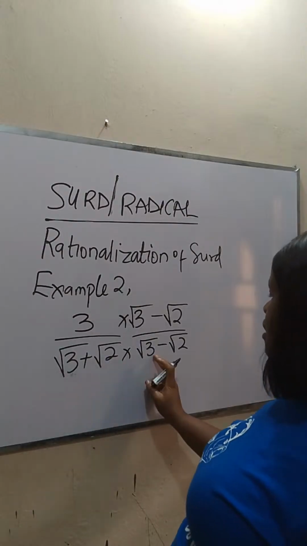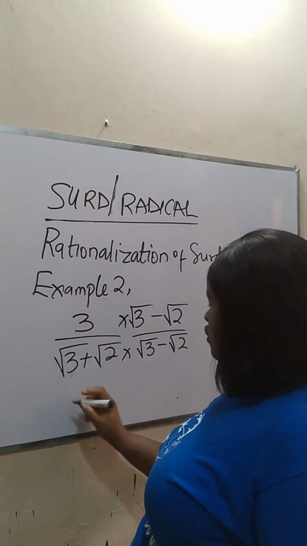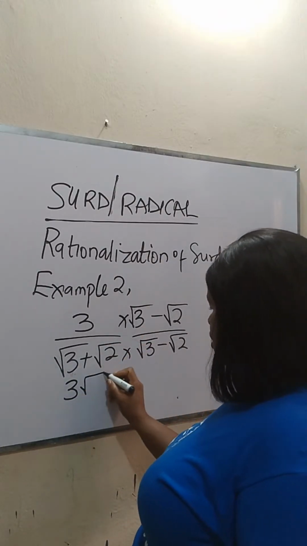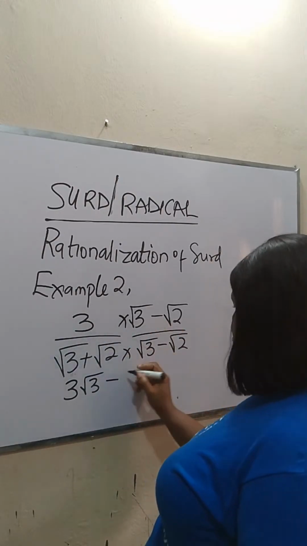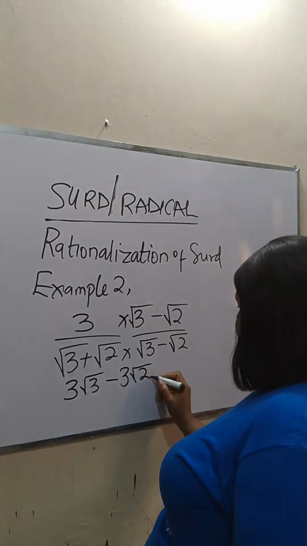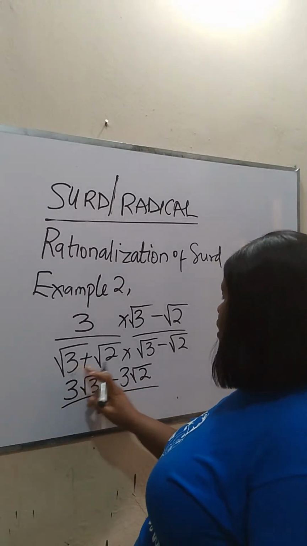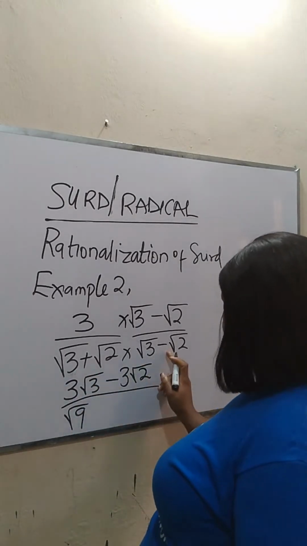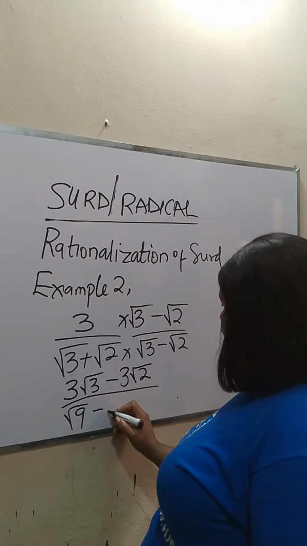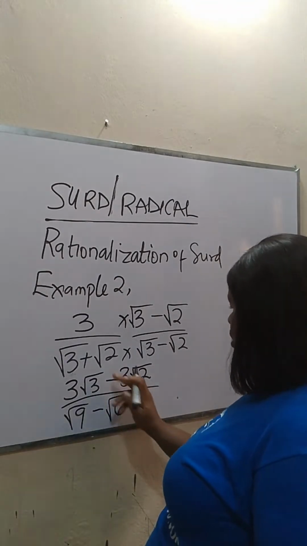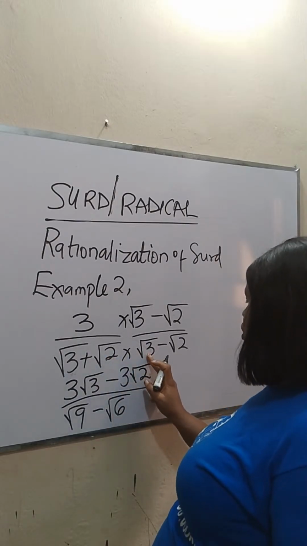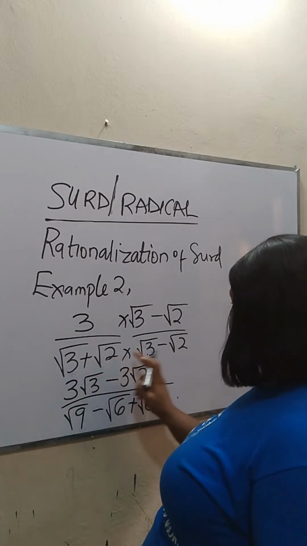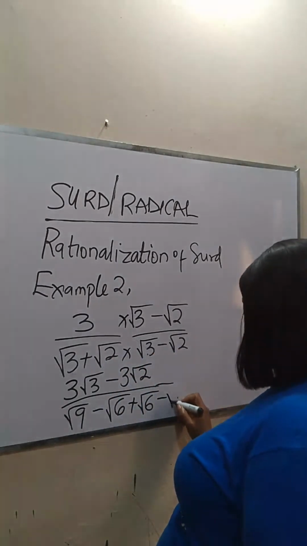So we're going to solve them out. This times this will give us root 9. Okay, let's start from here. 3 times root 3 is 3 root 3, minus 3 times root 2 is 3 root 2, all over 3 times root 3 will give us root 9. 3 times minus root 2 will give us minus root 6, plus 2 times plus 3 will give us plus root 6, plus 2 times minus 2 will give us minus root 4.